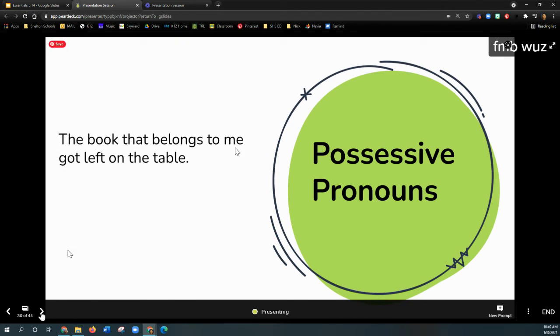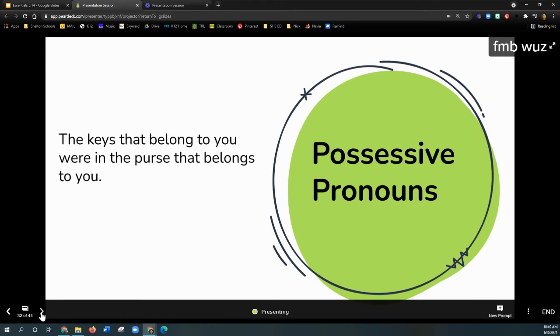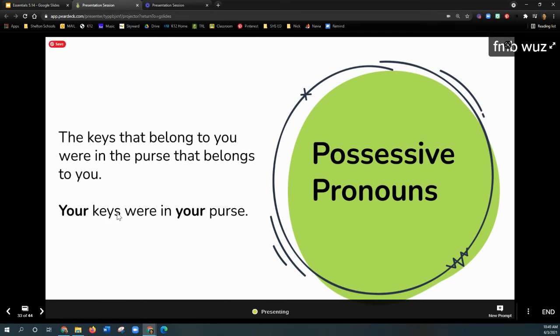The book that belongs to me got left on the table. That's wordy. You could say my book got left on the table. And the last example we'll look at: the keys that belong to you were in the purse that belongs to you. Yeah, we don't talk like that, do we? No, we would say, your keys are in your purse, Mom.